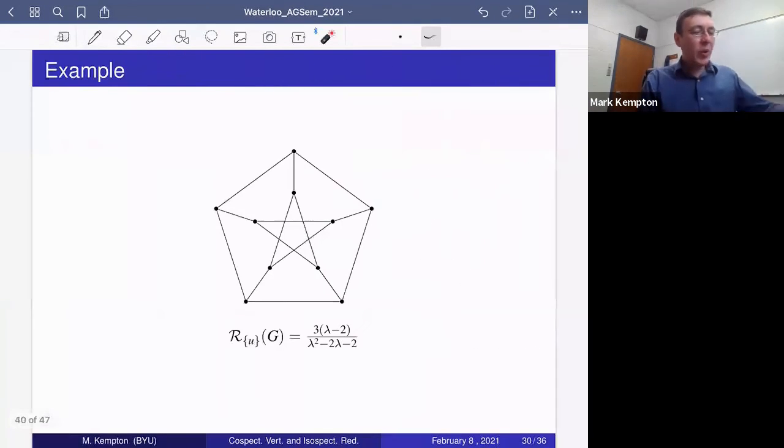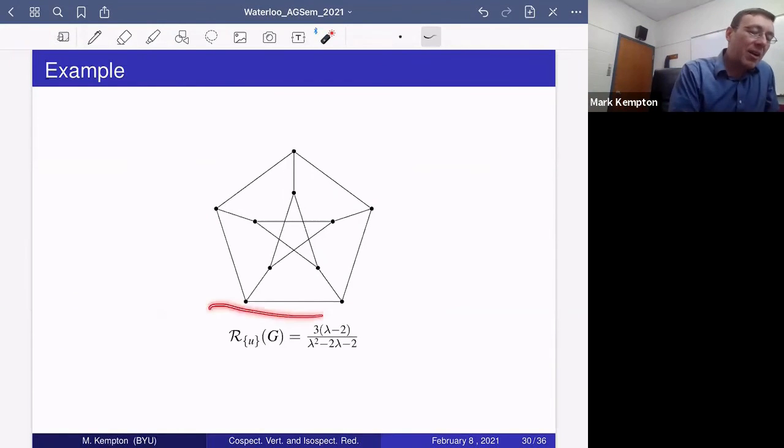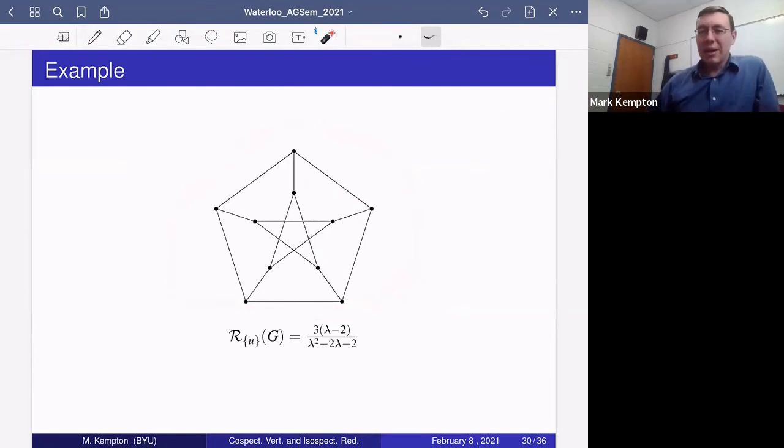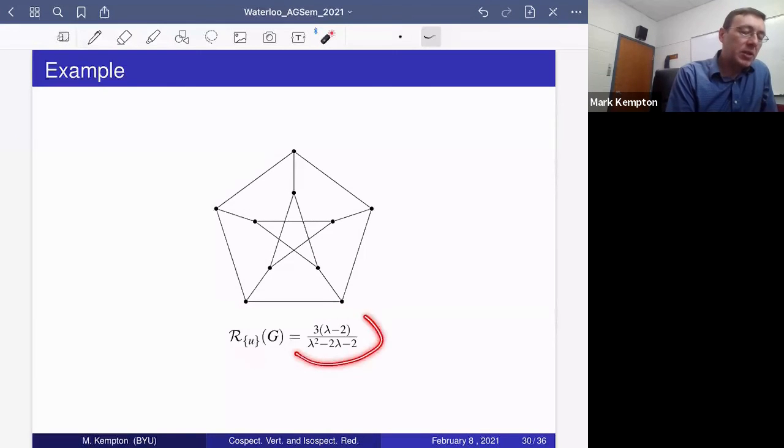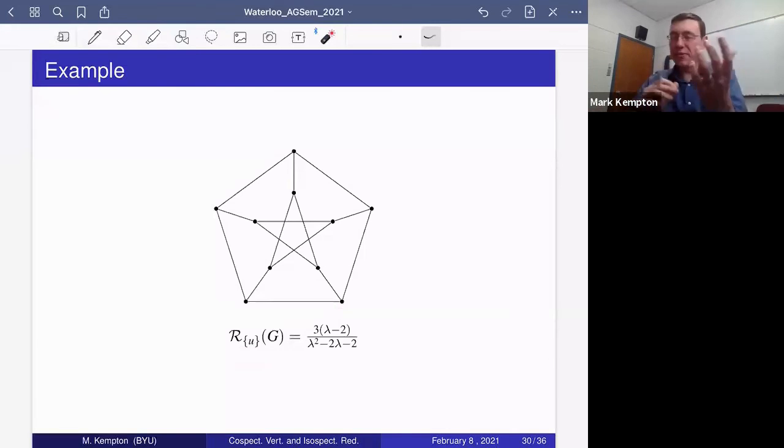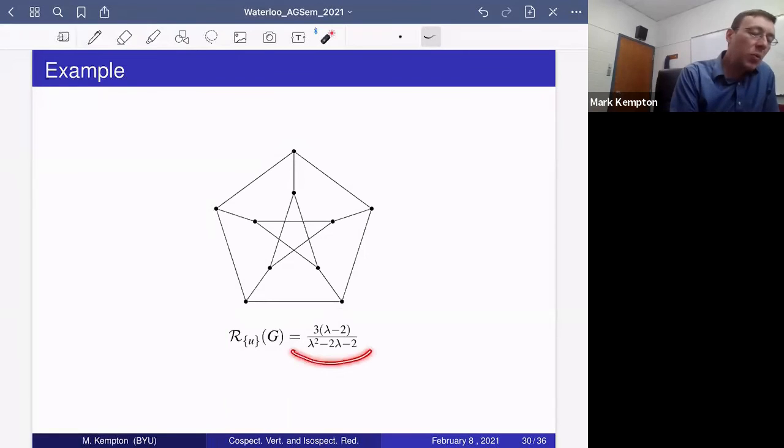Okay, so as kind of a proof of concept of how something like this might work, start with a graph that you like, that has spectral properties that you like, and compute its isospectral reduction down to something. In this case, we're computing the isospectral reduction down to one single vertex. It's vertex transitive, so it doesn't really matter which vertex. And we get some rational function in lambda.